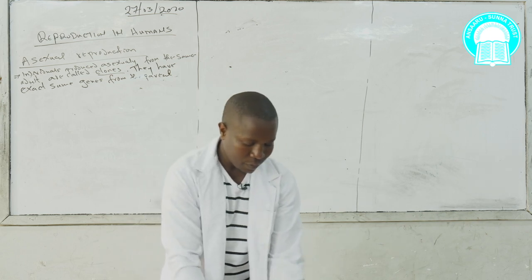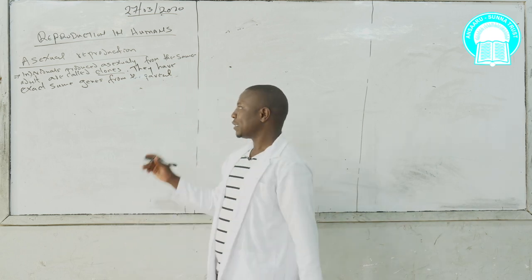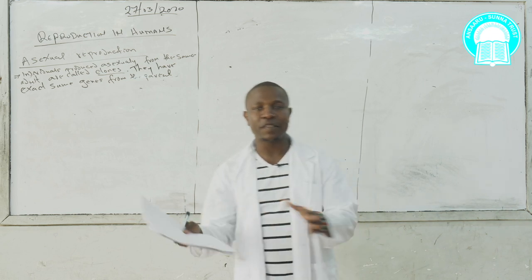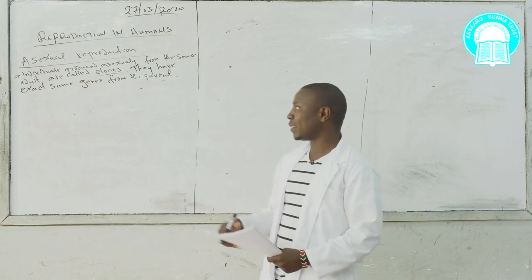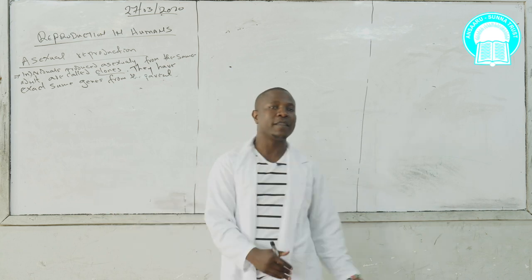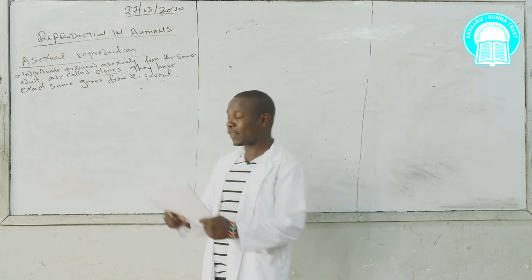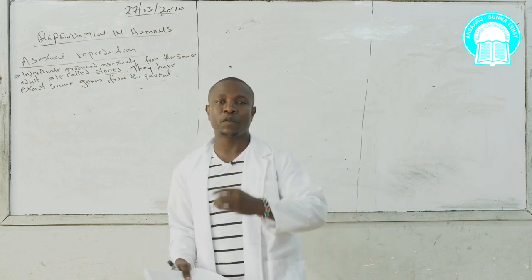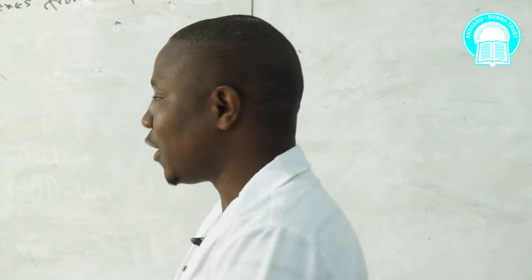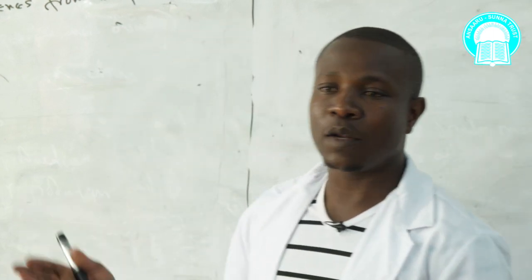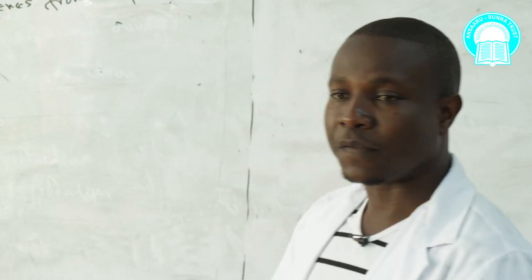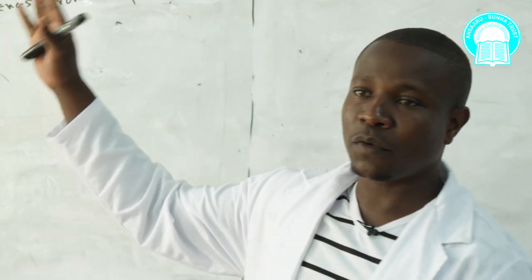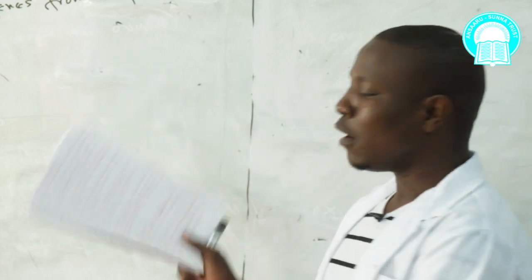So organisms that are produced asexually, their genes, there's no variation. Variation means that there are differences between one organism and another organism. For example, in a section, there's variation whereby your father might be tall and give birth to a kid who is short. Or the father might be dark-skinned and he gives birth to a kid who is light-skinned. That's what we mean by variation. But in asexual reproduction, there's no variation because the genes in the parent cells are the same genes found in the offspring.